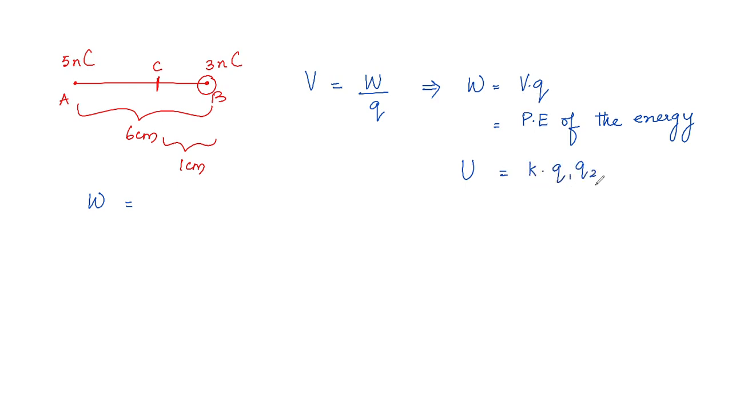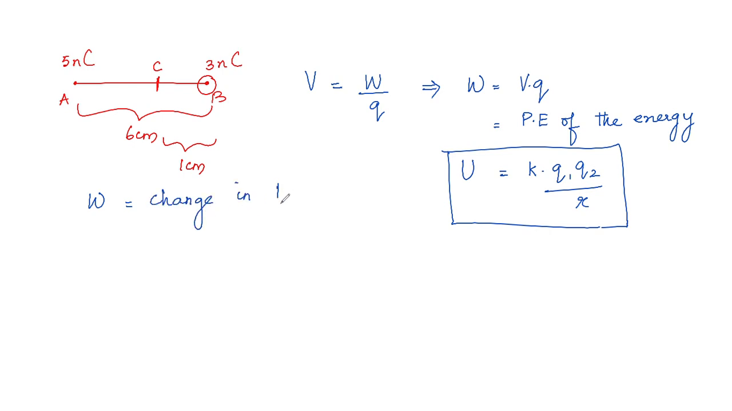So this becomes KQ1 Q2 by R. I am putting the potential energy of the system up here, which is KQ1 Q2 by R. Right, children? So the work done in moving from B to C is going to be equal to the potential at C minus the potential at B. Change in potential energy is equal to final potential energy minus initial potential energy. So the final potential energy is K into Q1 Q2 by the final distance 5 centimeter, minus K into Q1 Q2 divided by the initial distance 6 centimeter.